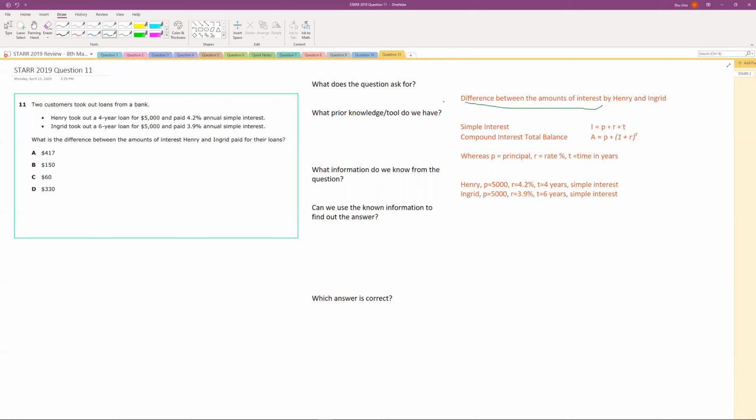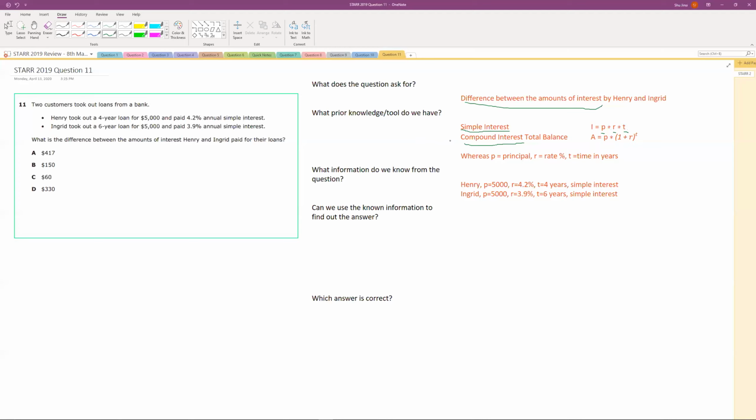So let's think about what prior knowledge we have about interest. We have learned about two types of interest: simple interest and compound interest. With simple interest, there's a formula: the interest amount equals P times R times T, where P is the principal, R is the interest rate in percent, and T is the time in years. So by simple interest, the interest you pay is equal to P times R times T.